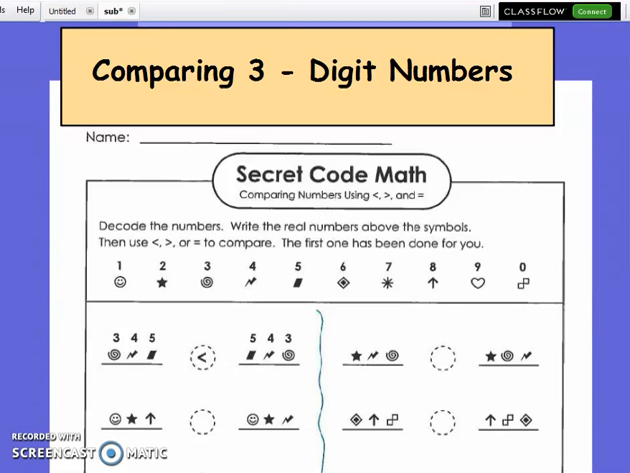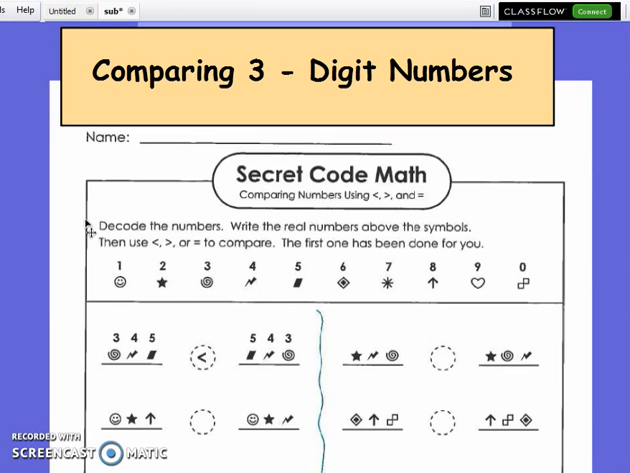Second graders, today I have kind of a fun activity planned for you on comparing three-digit numbers. Let's look at the directions. Please put your finger on the first word in the directions, decode. Let's read it together. Decode the numbers. Write the real numbers above the symbols. Then use less than, greater than, or equal to compare.